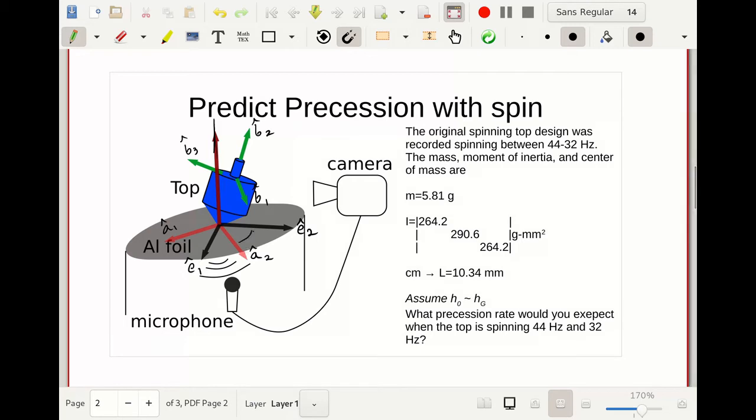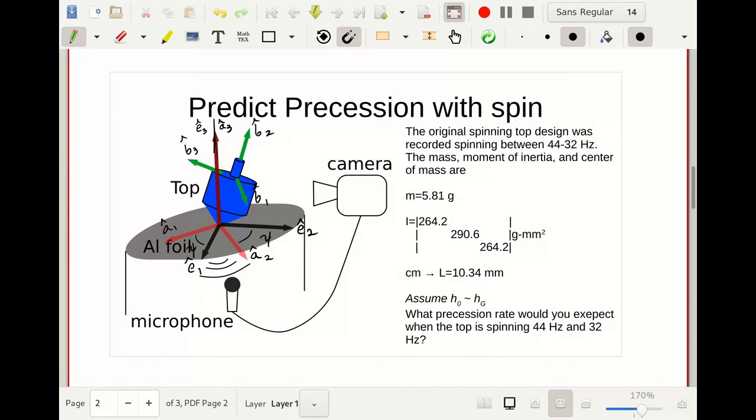We'll describe this angle as psi. That describes what angle my rotating reference frame A is moving in. So that means that up here, this is both E3 and A3. That E3 is always equal to A3.